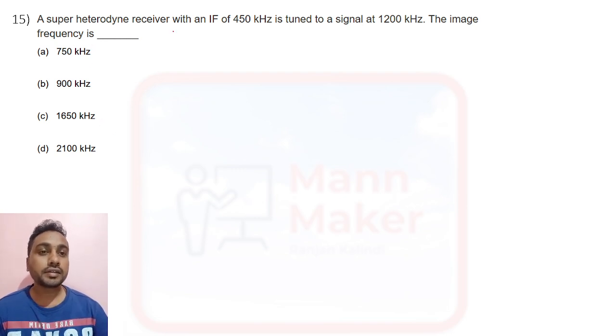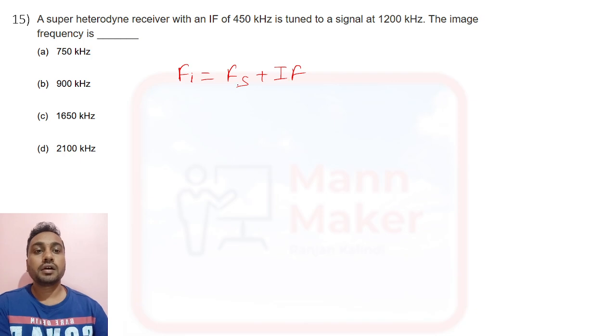A superheterodyne receiver with an IF of 450 kHz is tuned to a signal at 1200 kHz. The image frequency is. So image frequency, if you see, the formula for image frequency is what? Fs plus IF. Okay. Fs is what?